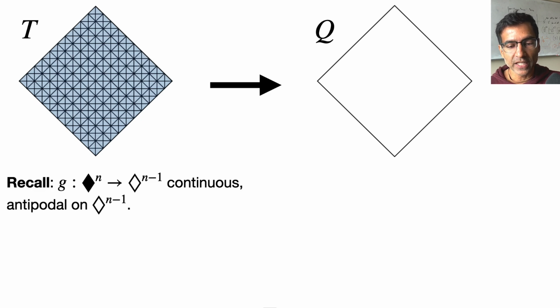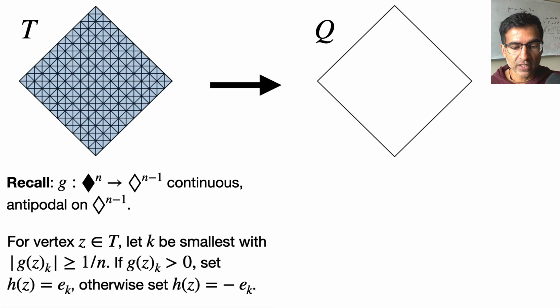So recall that we were given this function g, which is a continuous map from the ball to its boundary, in such a way that it's antipodal on the boundary. So what is the intuition here? Well, g is continuous, so if you pick the basic simplices that build up the triangulation to be very, very small, then you'll have the feature that nearby vertices in the triangulation get mapped to nearby points on the boundary. And we're going to use that fact to define a simplicial map from T to Q.